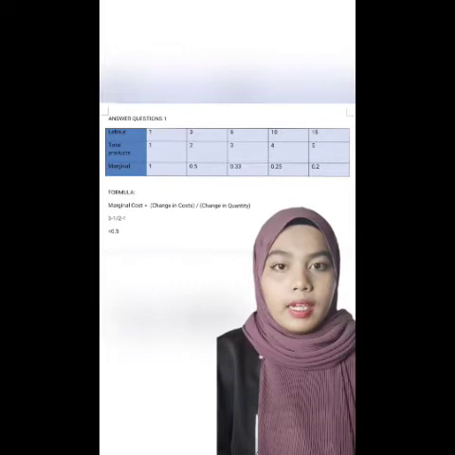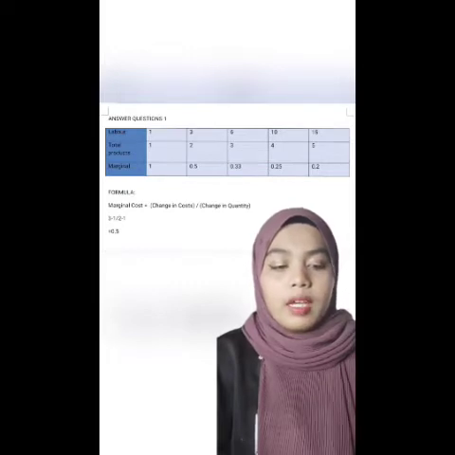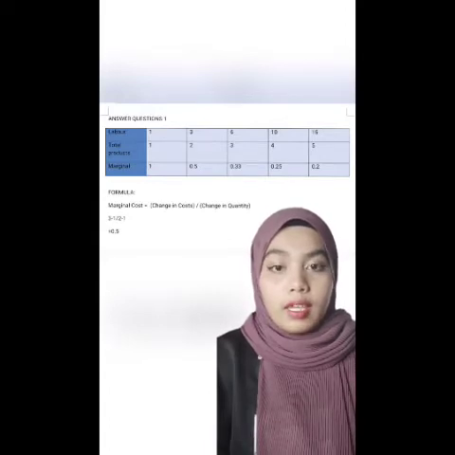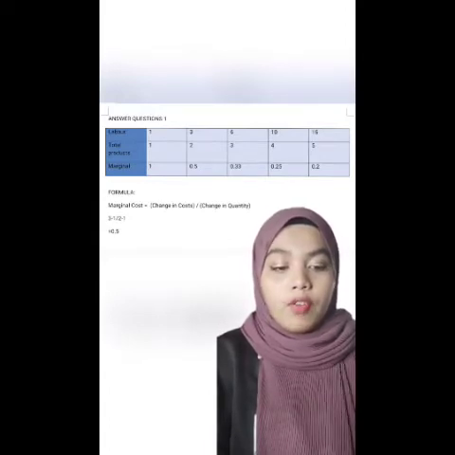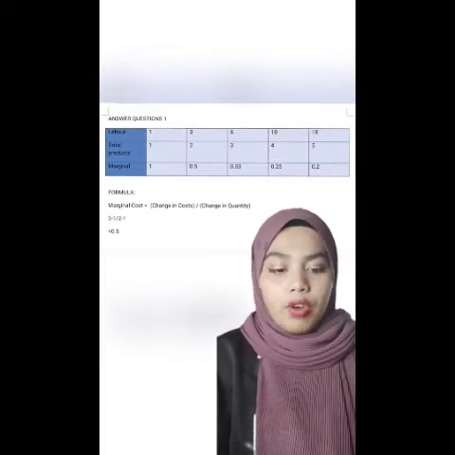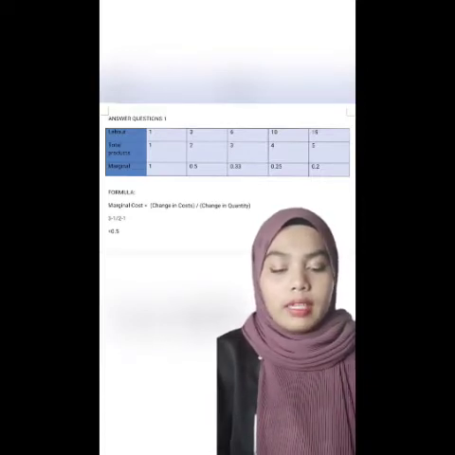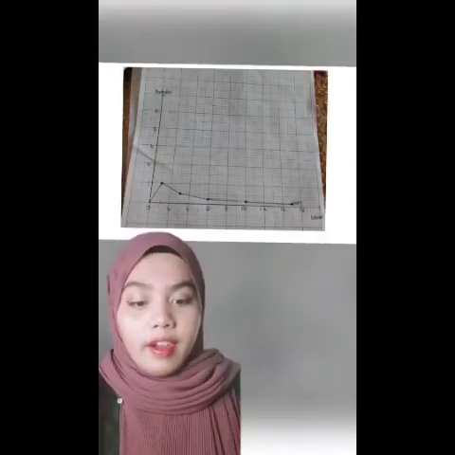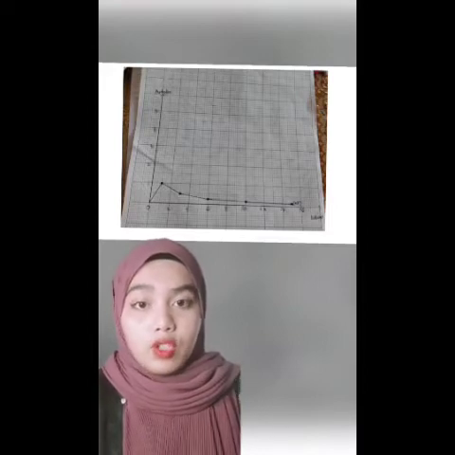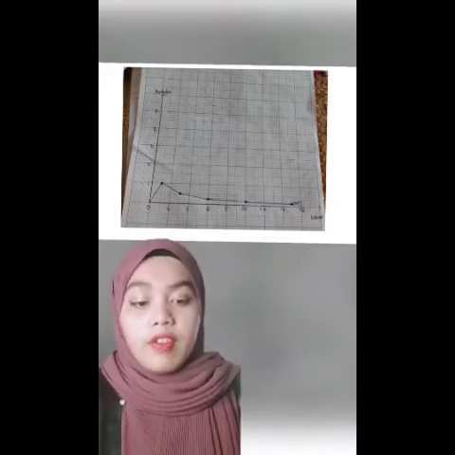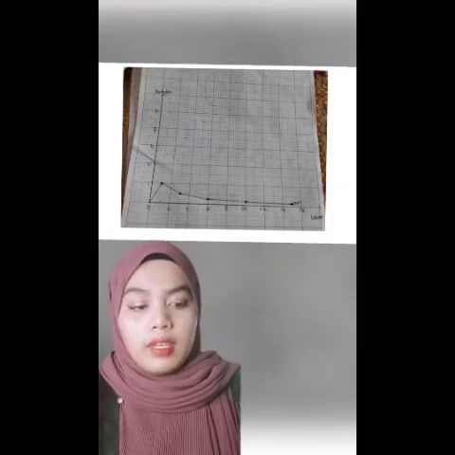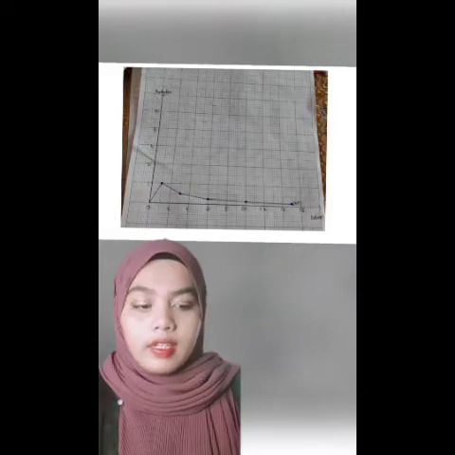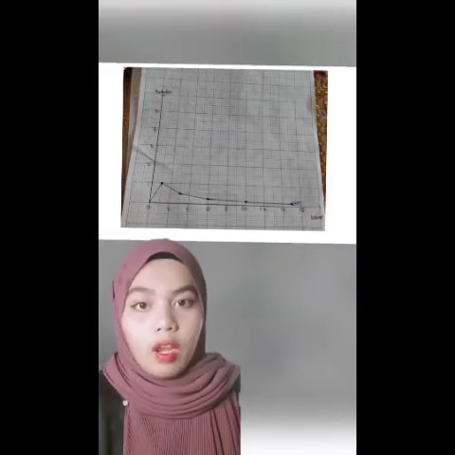For example, you can take for the first column 3 minus 1 divided by 2 minus 1 and you get 0.5 for the first column. For the next column, you can use the same formula to get the rest of the answers. Next, for the graph, as you can see on the slide that I have shown on the video, the graph shows that if the total production increases at a decreasing rate, the marginal production will fall.